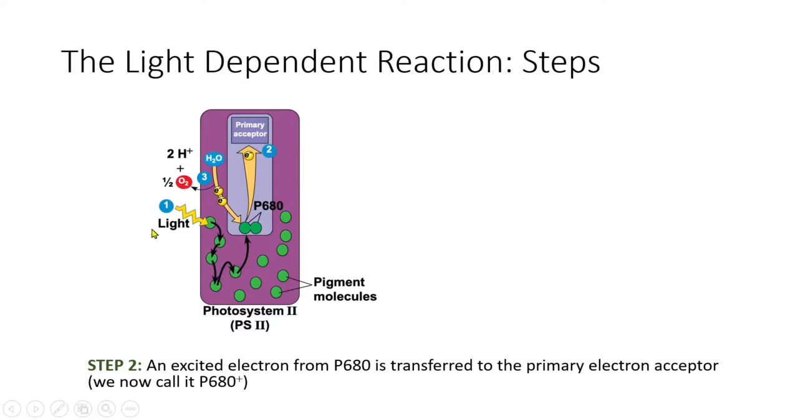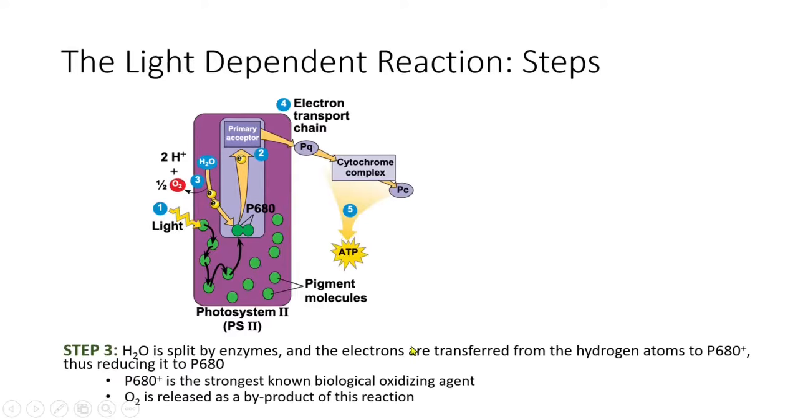So this is where oxygen is produced via photosystem 2, because of the extraction of two electrons from water by P680 to replace the electrons that have been removed. It produces oxygen and also hydrogen ions. So this is the site of oxygen production. Now, step 3 is where, as mentioned a while ago, the water is split by the enzyme, and do take note that P680 is the strongest known biological oxidizing agent, and oxygen is released as a byproduct of this reaction, where electrons were extracted by P680 chlorophyll from water.